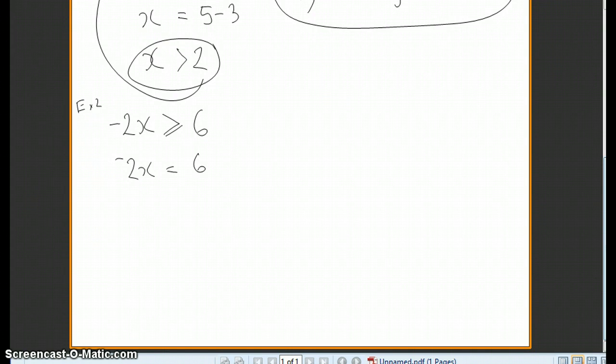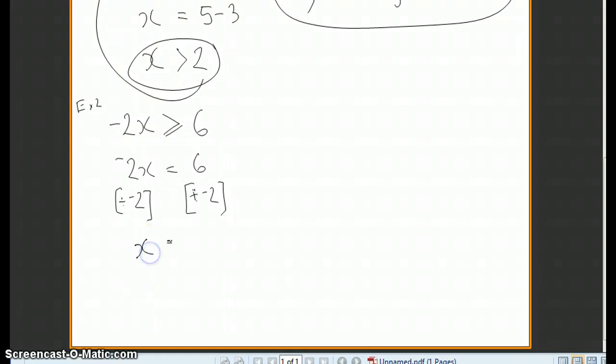Okay, and this time I'm going to solve this problem, I'm going to have to divide both sides by negative. That's a divided by sign. Divide both sides by negative. Now what that does is it swaps the sign from a greater than to a less than.